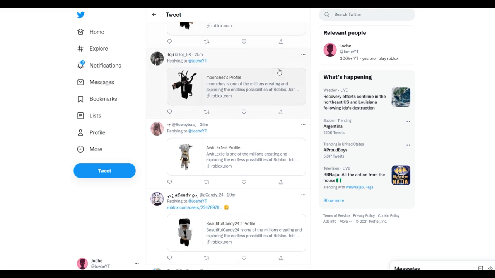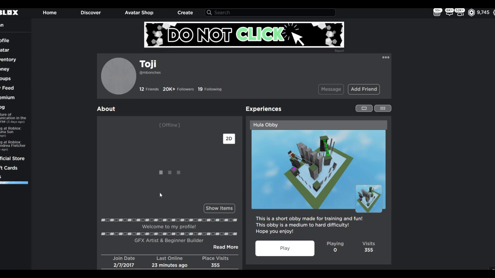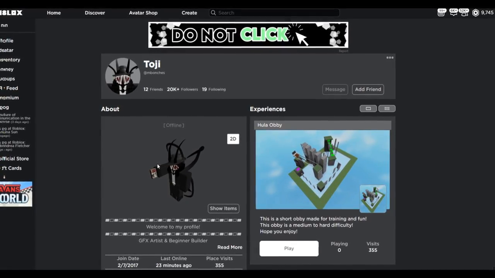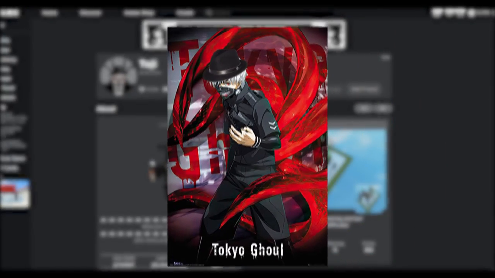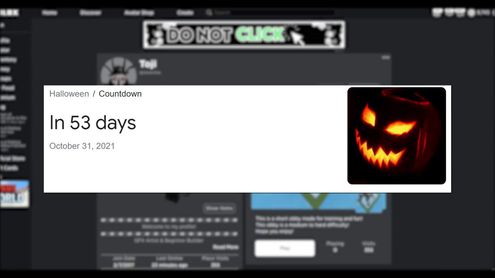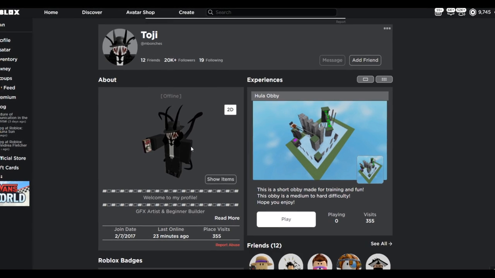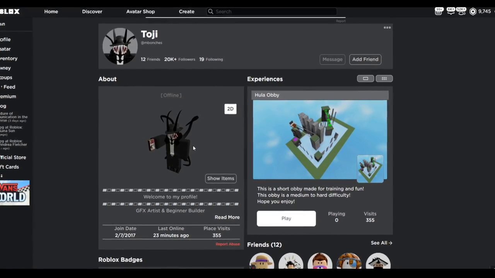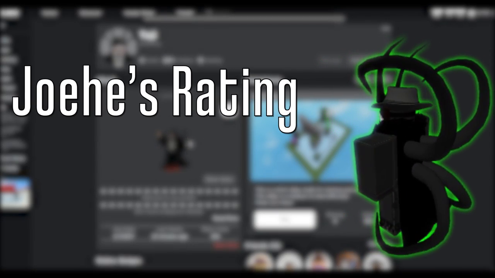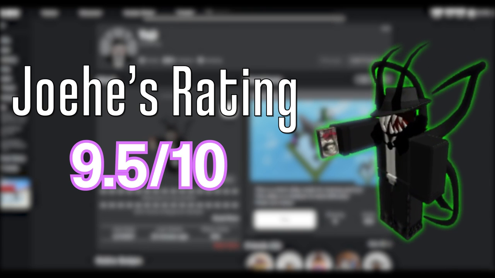What? Okay. We're starting off with Toji right here. Oh my God, this looks straight out of anime, bro. What is this? Looks fire. And it's Halloween. Like, Halloween is coming in like 2-3 months, I think. So there's nothing I would change about this, bro. This is a top tier outfit. Nothing else to say. Rate out of 10, I'd give you a 9.5 out of 10. Like, that has to be my highest rating so far.